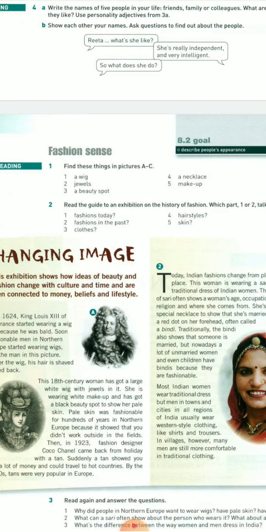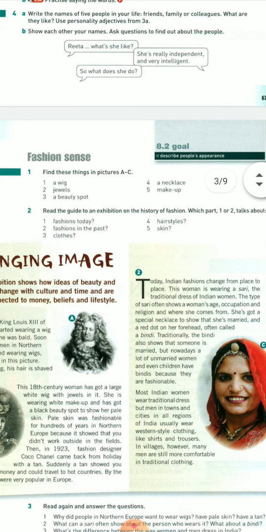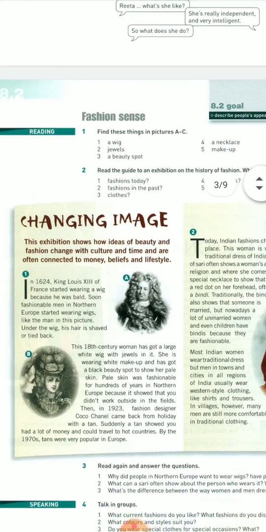So, activity number 2. Number 1, fashions today is in part number 2. Then, fashions in the past is in part number 1. Clothes is in part number 2. Hairstyles is in part number 1. And finally, skin is in part number 1.